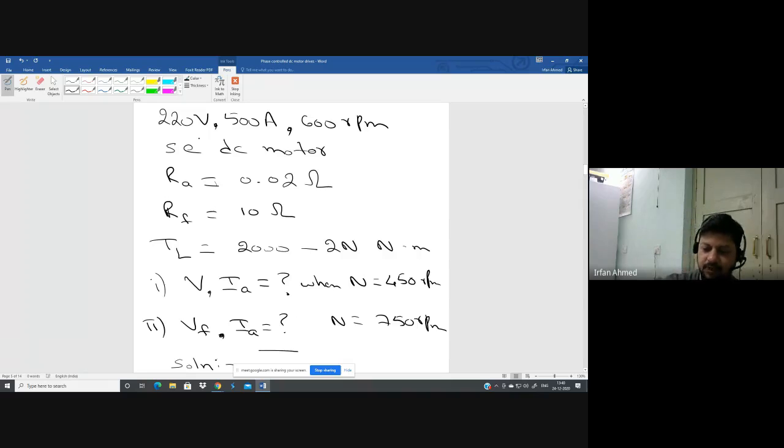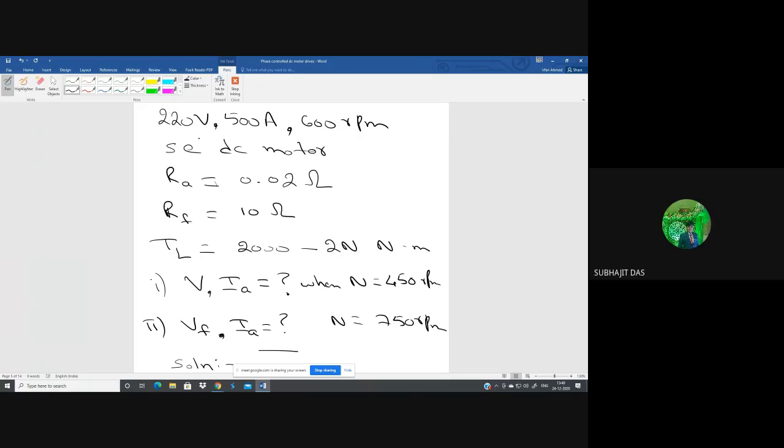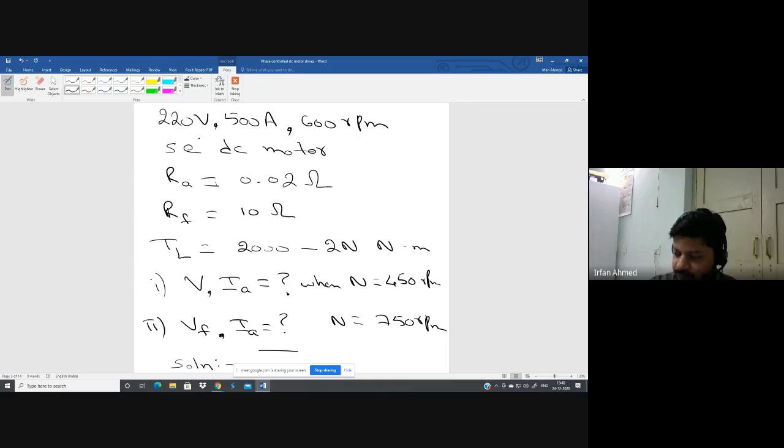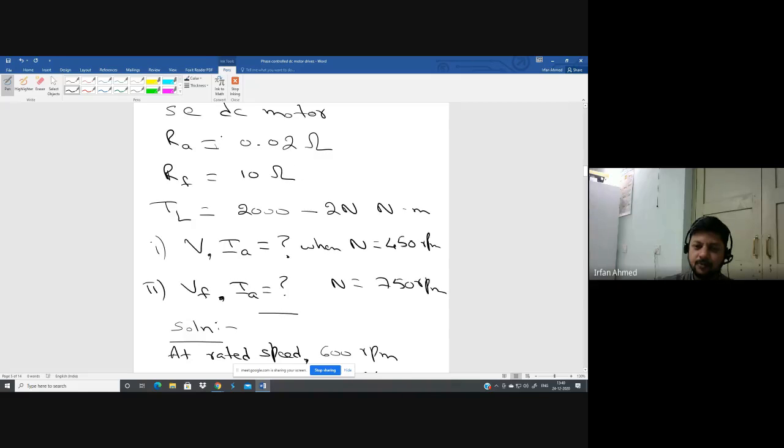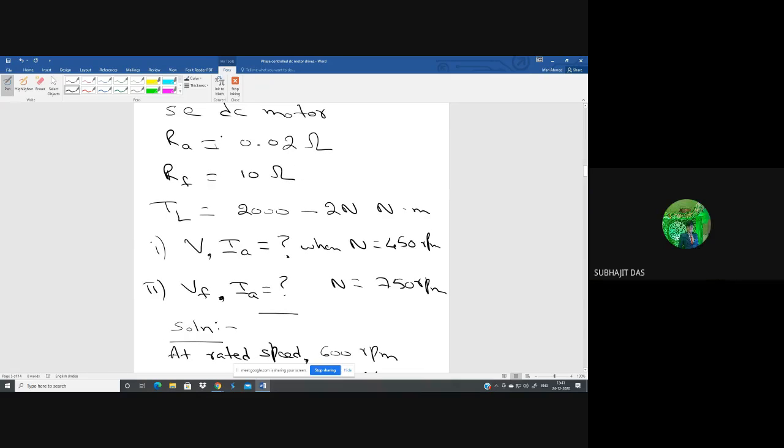Have you ever seen the field voltage as separately given? Yes, sir, sometimes given, sir. So I have never seen, but if it is given, then it is separate. If it is not given, then this rated voltage, or the nameplate voltage, is both the armature voltage as well as the field winding voltage. Okay. So the answer will be the 181.28 volt field voltage and 181.55 ampere.